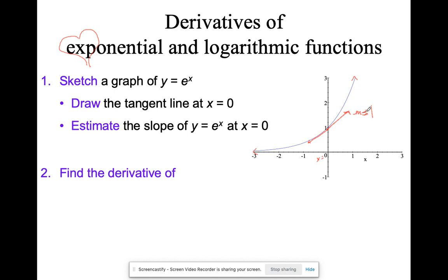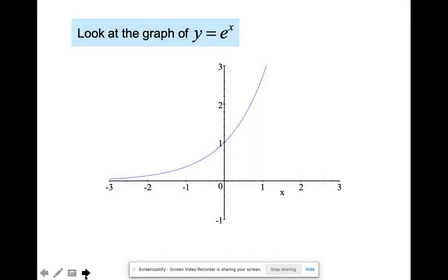Okay, I could count it, and it is an approximation, but if I really zoomed in, I promise you would see that this rise over run was 1. So there it is, right? Up 1 over 1. Slope at 0 appears to be 1.